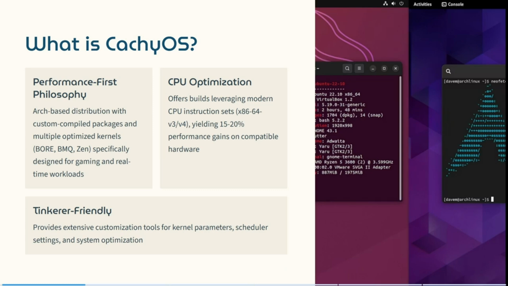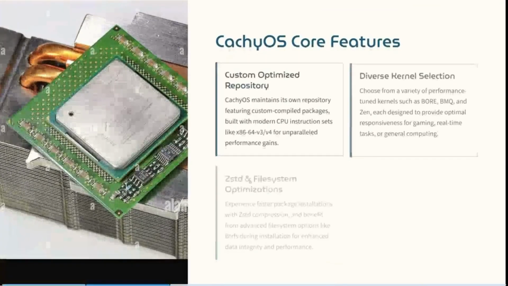Alright, so if you are looking for a sick operating system, CachyOS is a pretty good choice. Let's have a look at what it offers. It is a performance-first philosophy. It's an Arch-based distribution with custom compiled packages and multiple optimized kernels specifically designed for gaming and real-time workloads. It offers builds that leverage modern CPU instruction sets. It yields 15 to 20% performance gains on compatible hardware, and it is tinkerer friendly. It provides extensive customization tools for kernel parameters, scheduler settings, and even system optimization.